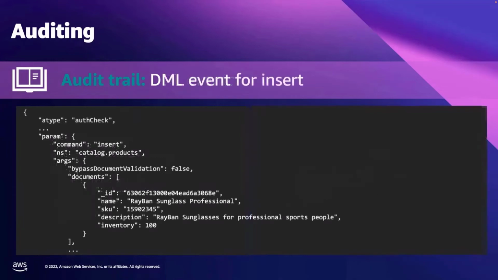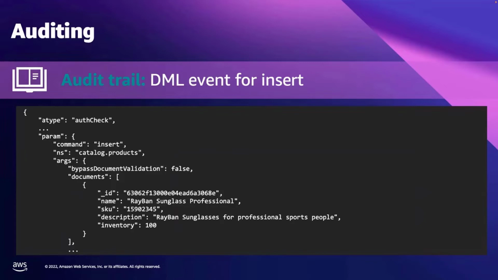Now let's see an event for a DML insert. Please note here, for DML events, the action type would be authCheck, and the related event can be found in the param subdocument. So from this audit trail, we can see that the insert is performed on the namespace catalog.products, and the data is mentioned in the document array in the subdocument of param. And in all the events, you are able to identify who, when, how, where, and what was changed, or what was accessed, or what was altered.